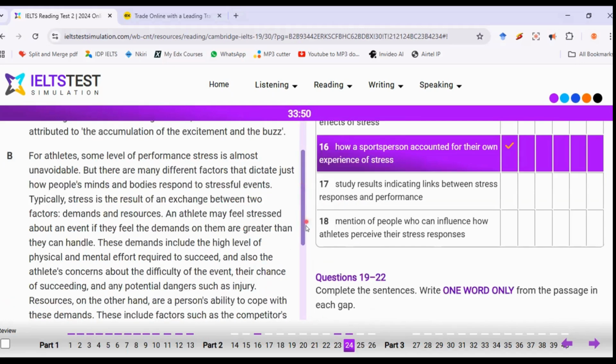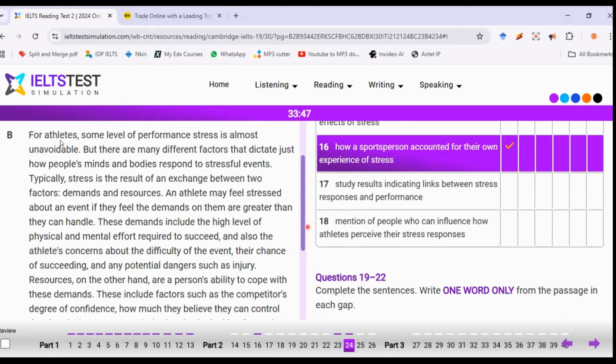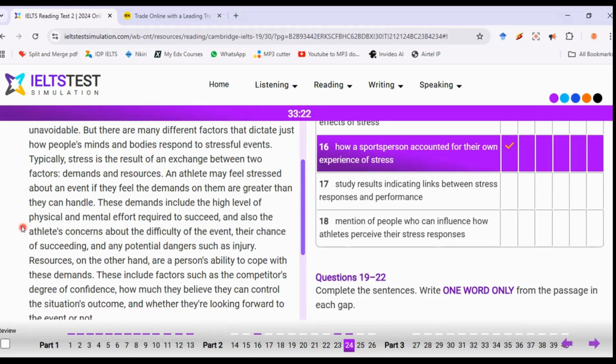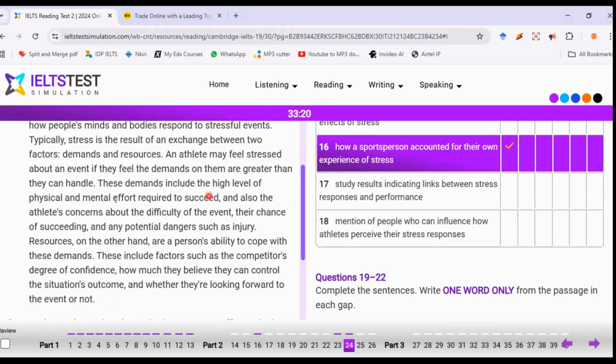And I will read paragraph B and answer what I can answer based on paragraph B. For athletes, some level of performance stress is almost unavoidable. But there are many different factors that dictate just how people's minds and bodies respond to stressful events. Typically, stress is the result of an exchange between two factors, demands and resources. An athlete may feel stressed about an event if they feel the demands on them are greater than they can handle. These demands include high levels of physical and mental effort required to succeed, and also the athlete's concern about the difficulty of the event, their chance of succeeding, and any potential danger such as injury.